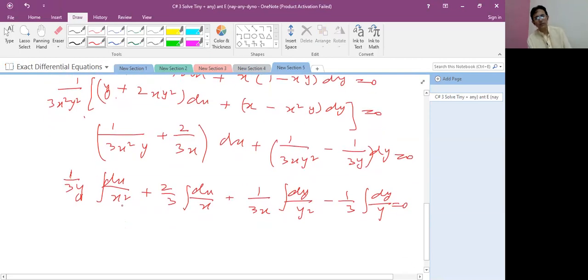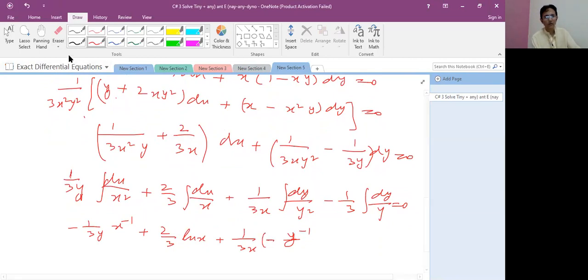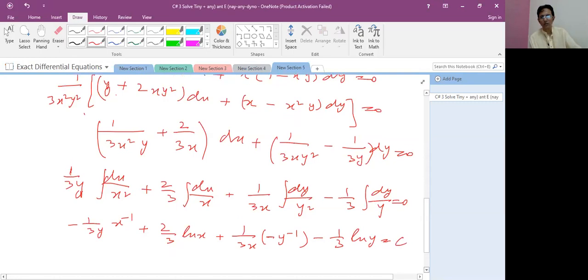So the integral of dx upon x square, it means minus x square plus 1, it means x to the power minus 1 upon minus 1, upon 3y plus 2 upon 3, it is ln x plus 1 upon 3x. Similarly, the integral of dy upon y square is y to the power minus 1. So minus 1 upon 3 ln y equals to c. C is the constant of integration.